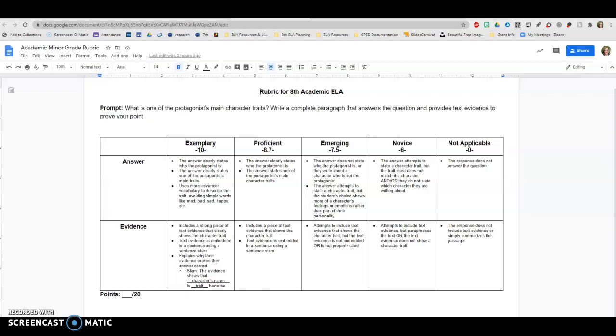I am here to talk to you today about what your short answer response, or what your writing task, will be this week, and also how I'm going to grade it. So here is what we have: what we call a rubric. A rubric is a way that your teachers can grade your writing.